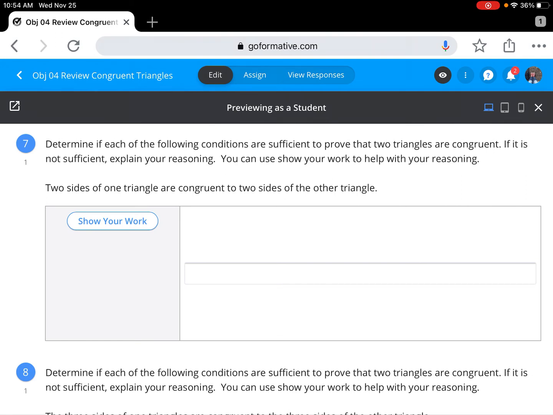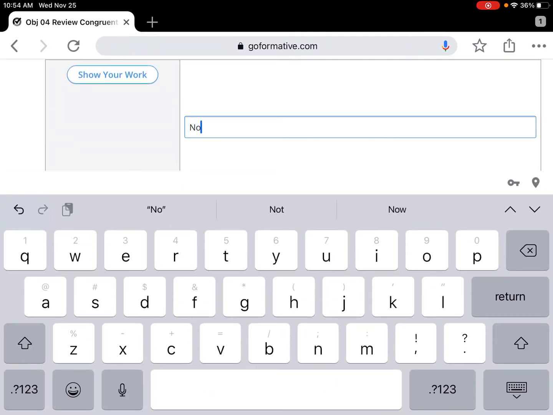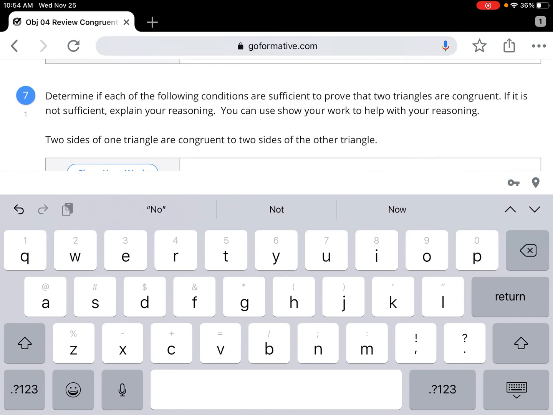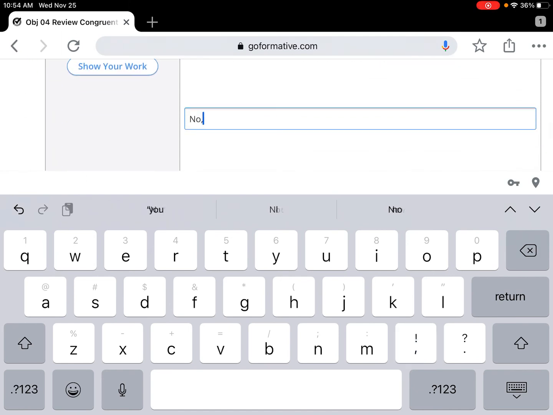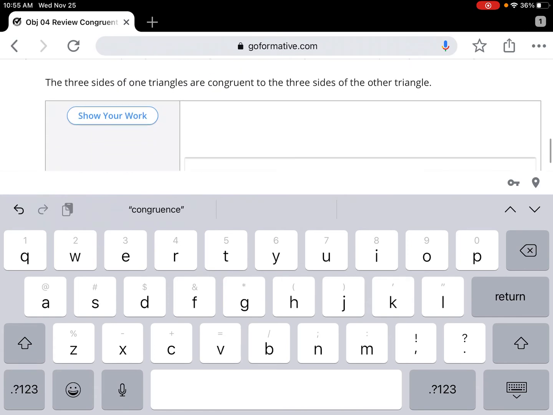Determine if each of the following conditions are sufficient to prove that the two triangles are congruent. Two sides of one triangle are congruent to two sides of another triangle. This is actually going to be a big no. If it is not sufficient, explain your reasoning. No, you need three parts to prove congruence. Okay.